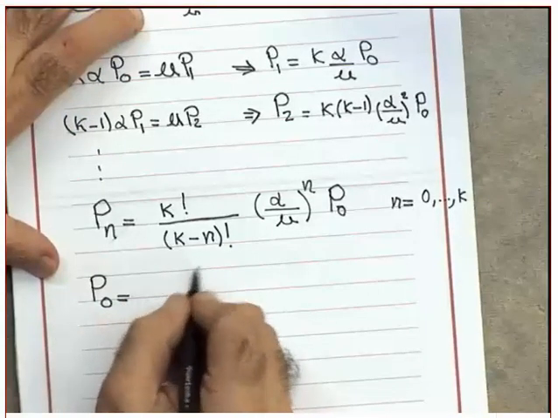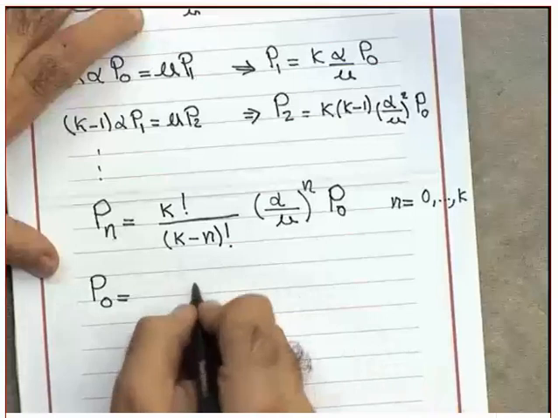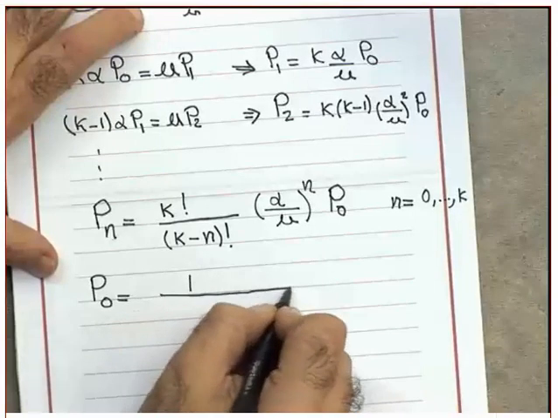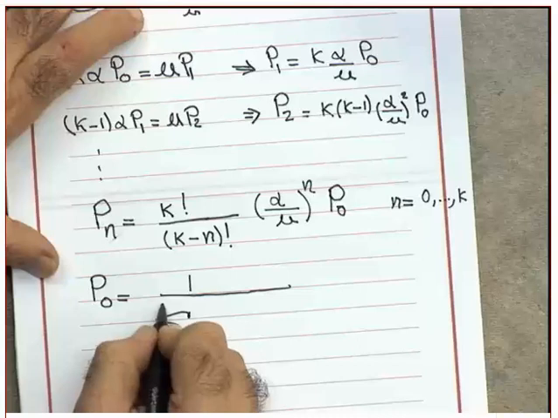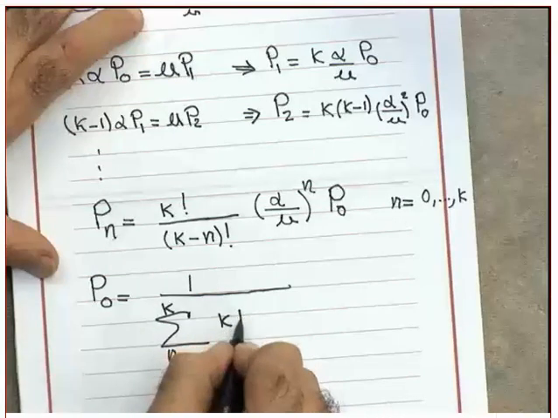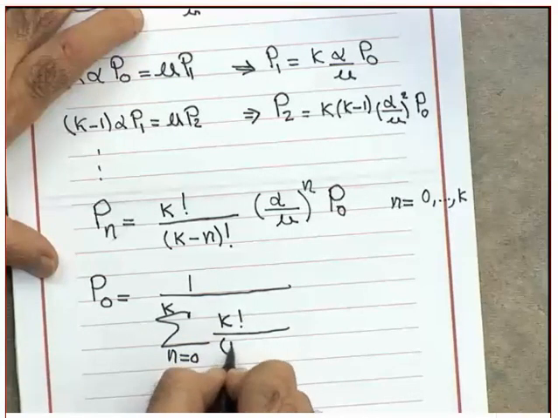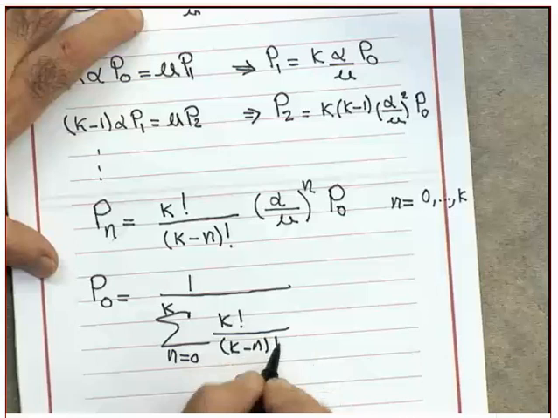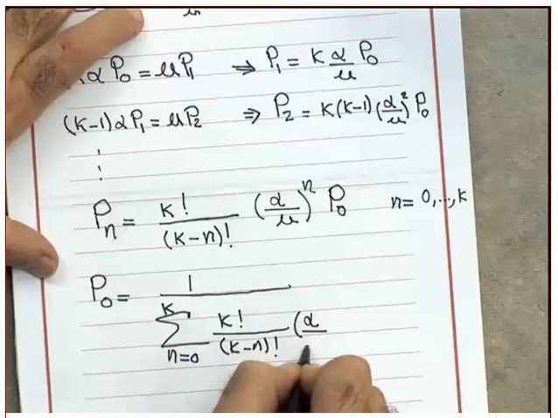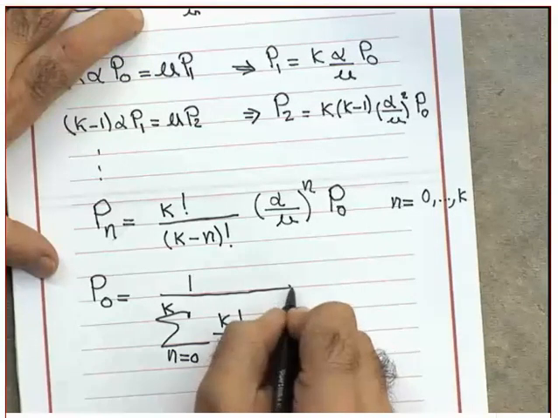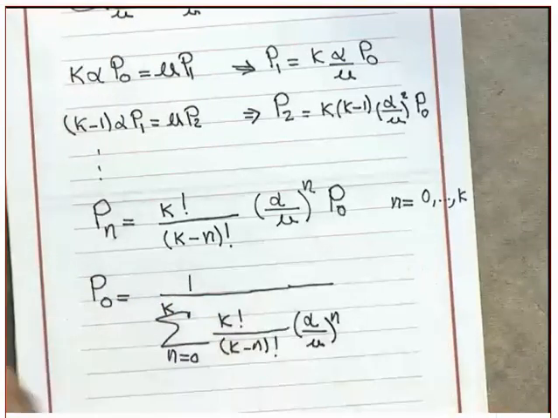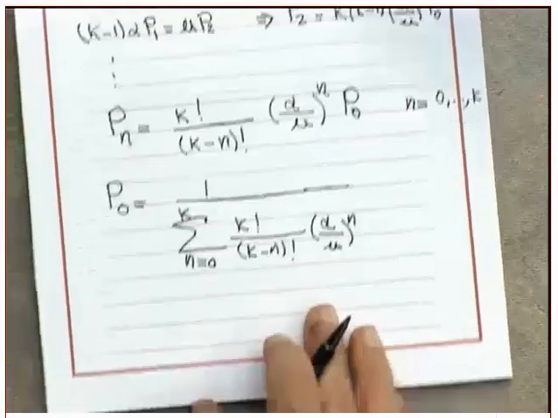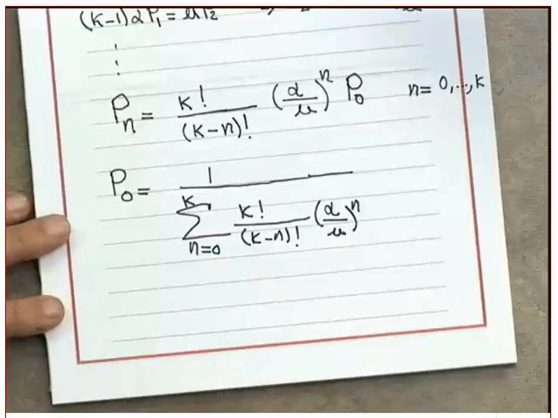Okay. And of course, P0 is what? Help me, 1 over what? A summation N equal to 0 to K of what? K factorial over what? K minus N factorial times what? Alpha over mu to the N. Clear? And you take this and you substitute it in here. Are you following me or not?